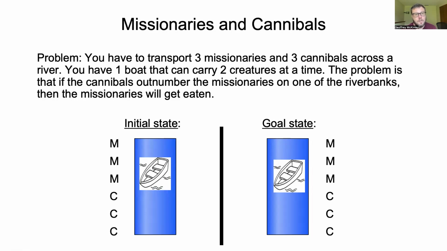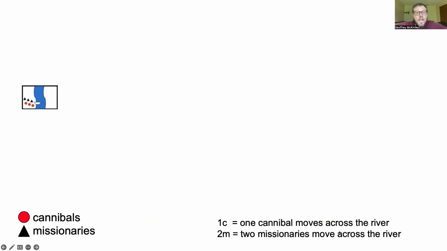I'm going to apply it to what's called the missionaries and cannibals problem. Okay, so the problem is that you have to transport three missionaries and three cannibals across a river. You have one boat that can carry two creatures at a time. The problem is that if the cannibals outnumber the missionaries on one of the river banks, then the missionaries will get eaten, right? So you have three missionaries and three cannibals on one side of the riverbank. You have a boat, but you want to get three missionaries and three cannibals to the other side of the riverbank, right?